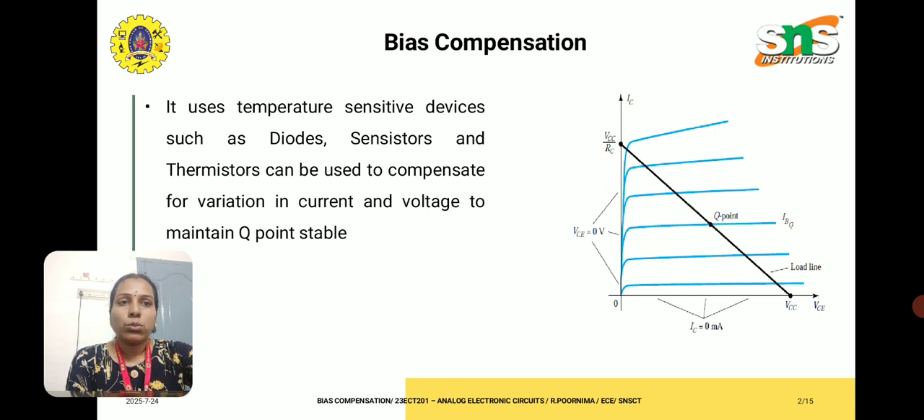To achieve the stability, we can use the bias compensation circuits to keep the operating point stable. It uses temperature sensitive devices such as diodes, transistors and thermistors to compensate the changes in current and voltage, so that we can maintain the operating point or Q point at a stable value.